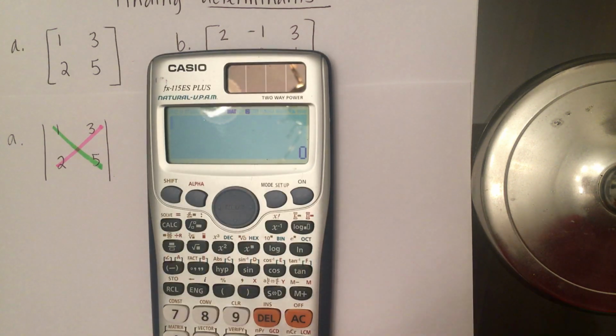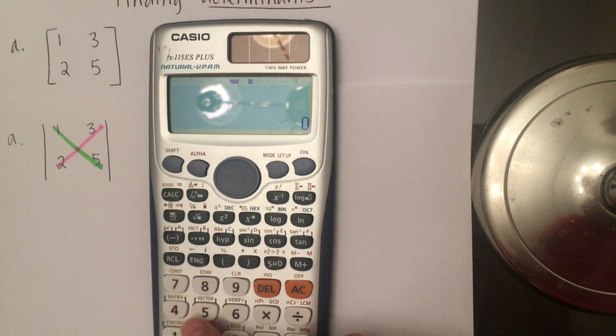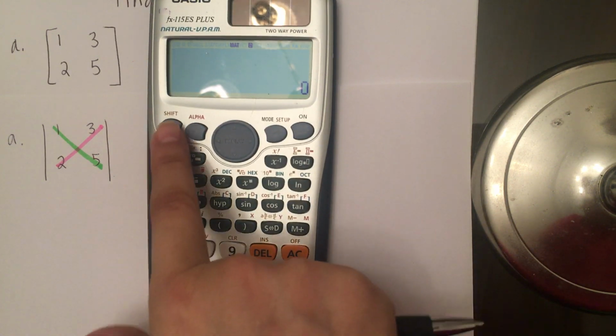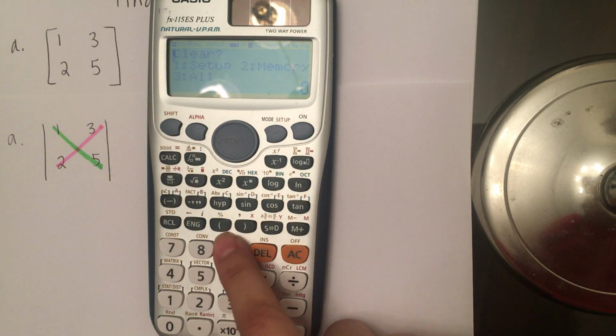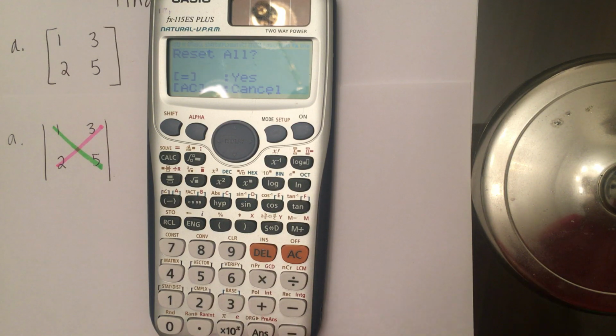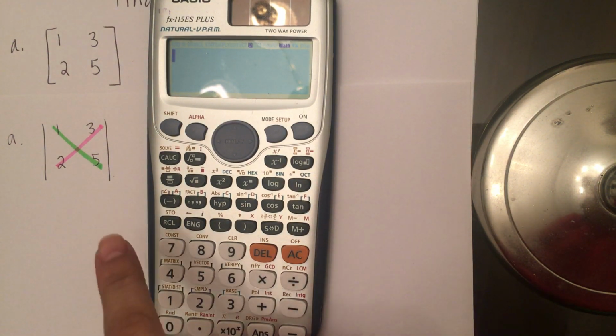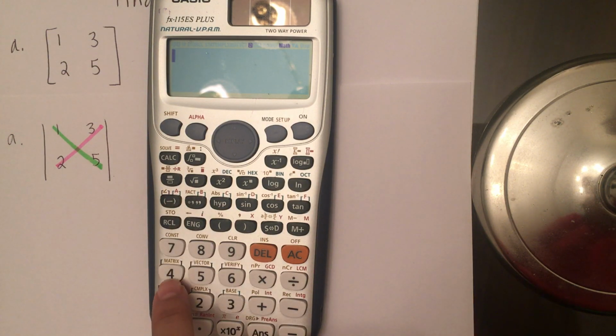But in your calculator, the first thing you want to do is reset the memory. So you're going to go Shift 9, 3, equals. And so now I know that my settings are reset. And I'm going to look for matrix. So if you look in your calculator, that's option 4.